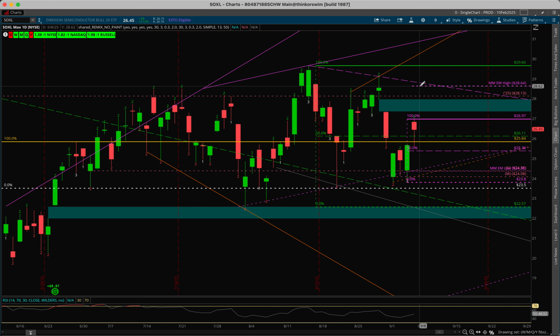Our last extended target would be this market maker's expected move high of 28.64. Again, it coincides with this lower high downtrend line that we have. Again, we don't have the lower low, so it's not as heavy of a downtrend line. But it does coincide with this market maker's expected move high. There's only an expected 79% chance that price action stays within there, which means there's a 21% chance we could go beyond the market maker's expected move high, which we would then be looking at like the 29.66 level. But again, this is why we have the levels on here that we have.